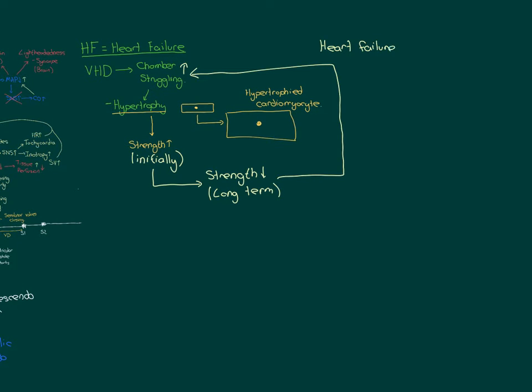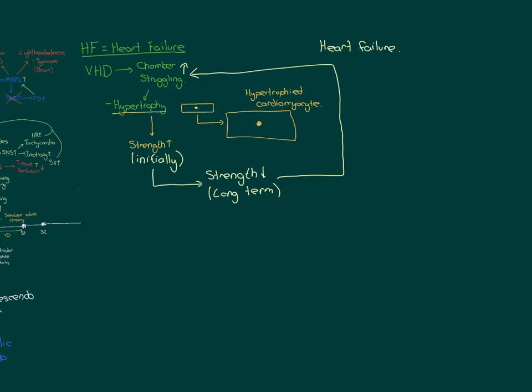And you can imagine how it's going to go round and round in a cycle, because as the chamber gets weaker, it's going to provoke more and more of the cardiomyocytes to undergo hypertrophy, and therefore initially it will provide a little bit of added strength, but over the long term it will mean that the heart chamber is just getting weaker and weaker and weaker.